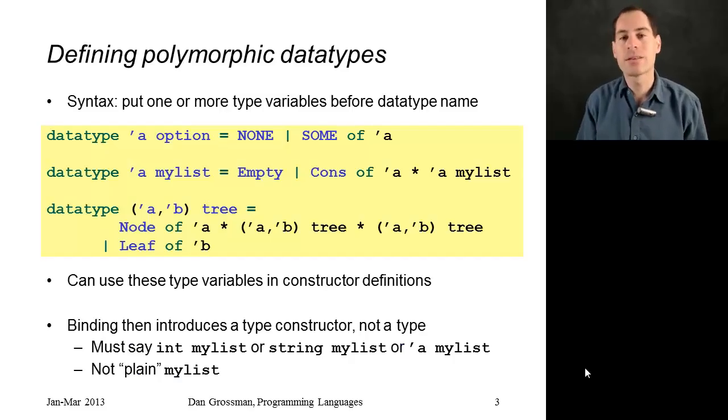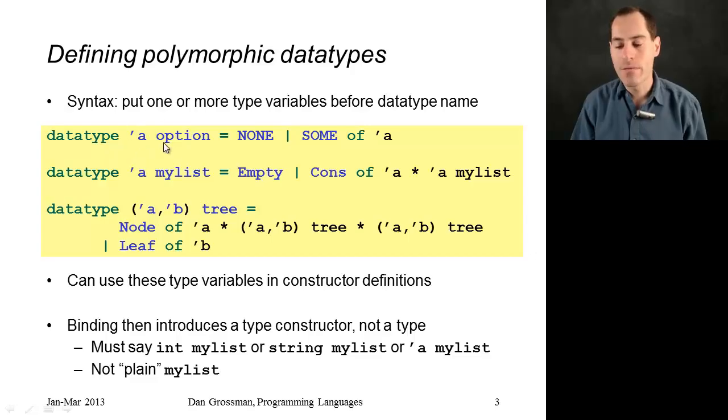Okay, so here's the syntax I haven't shown you yet, and that is that you can have one or more type parameters between the word datatype and the new type level binding you're introducing. So this first line here on the slide is exactly how options are defined in ML before your program starts running. And it just says that option is not a type. It's something that given one type alpha or quote A produces a type. So int option is a type, string option is a type, and so on.